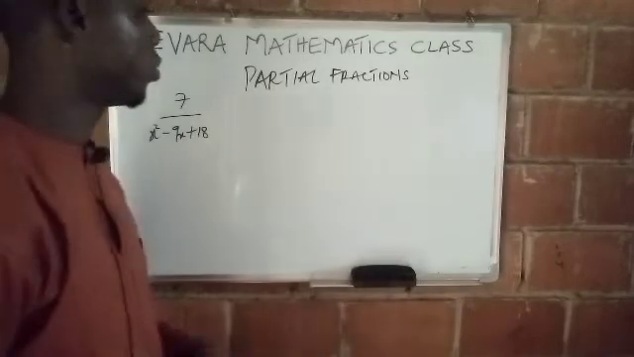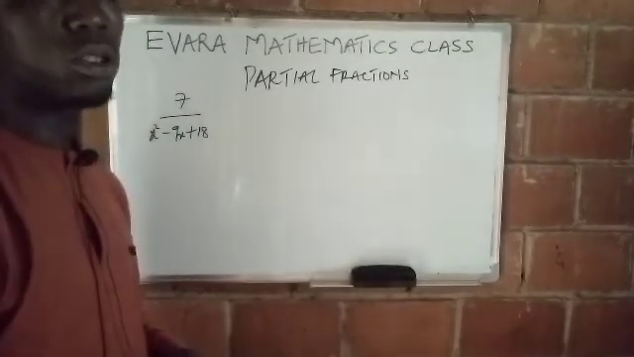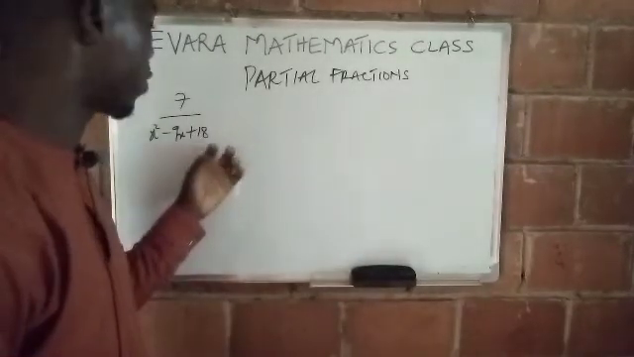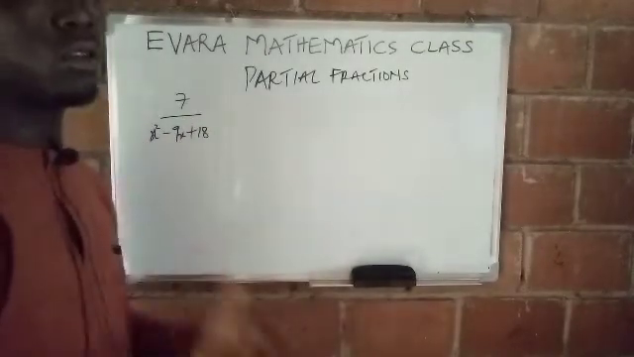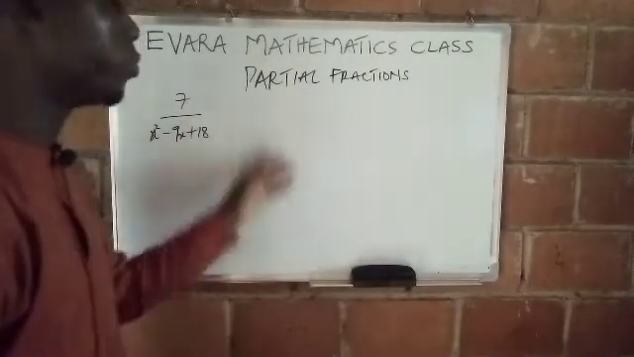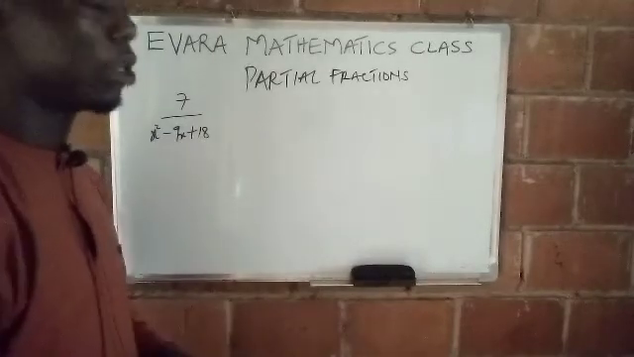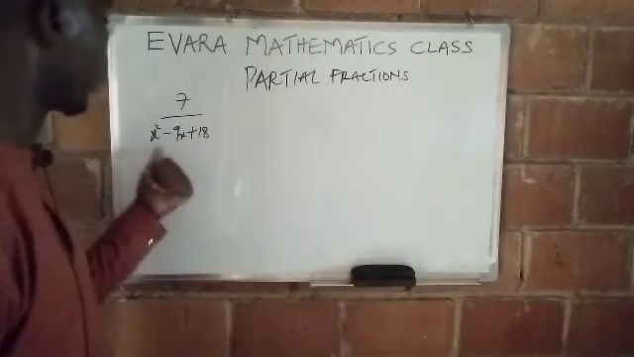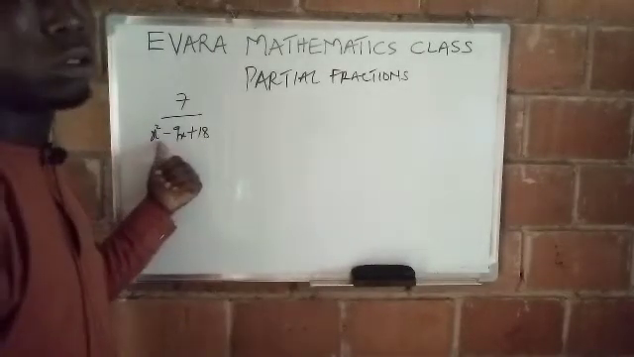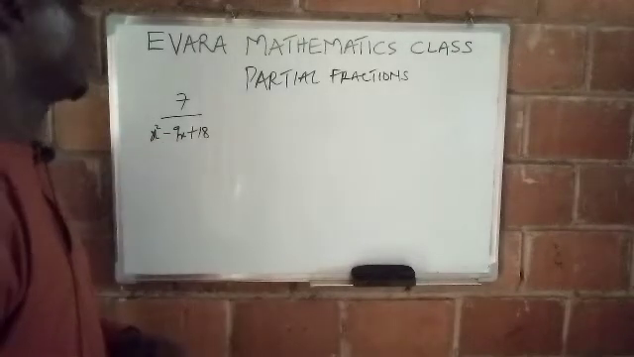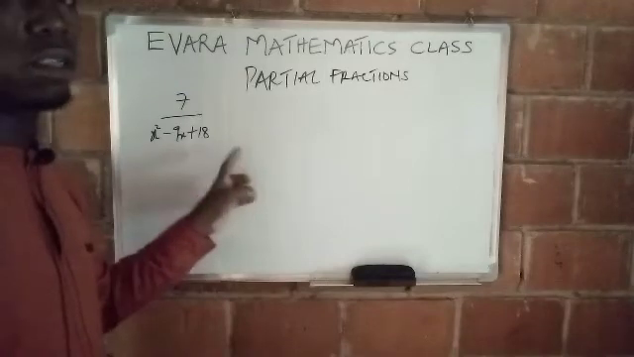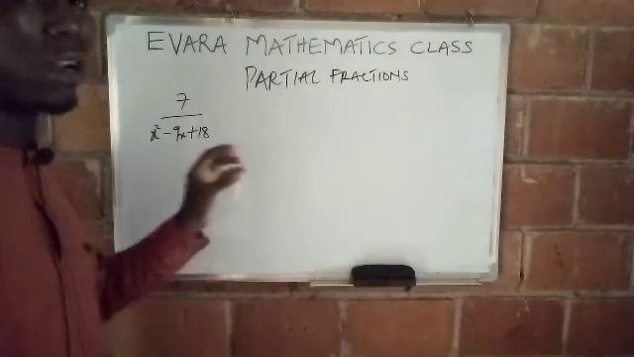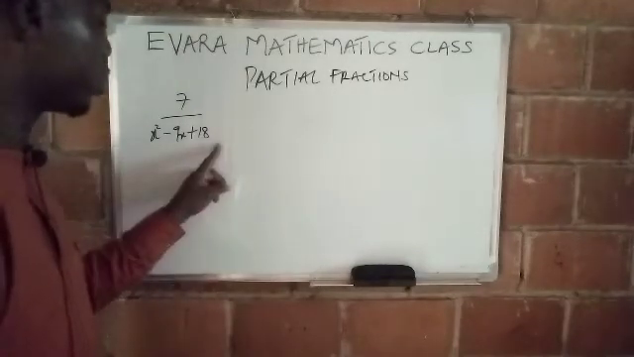In this video, we want to take an example on how to resolve a fraction in a function like this into partial fractions. That is, you break it down into two separate fractions. Now we have a denominator which is of degree 2. So what we are going to do here is, this is a quadratic expression. First of all, we'll factorize this expression.